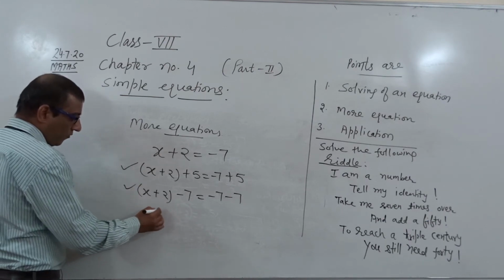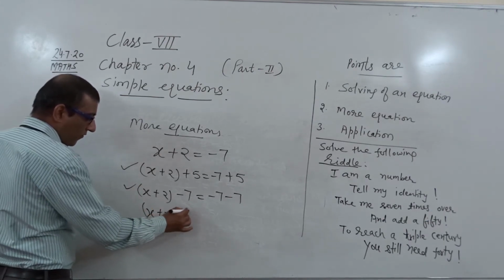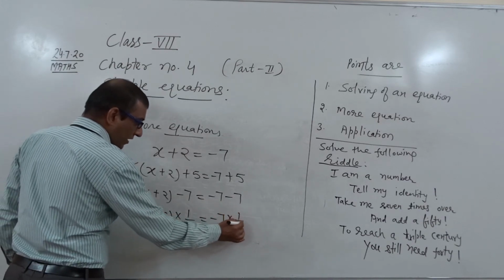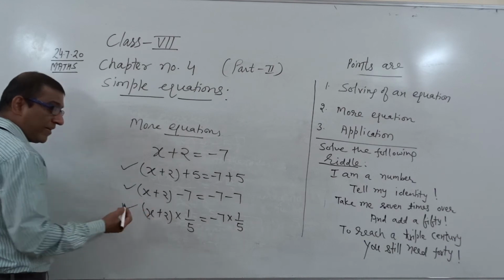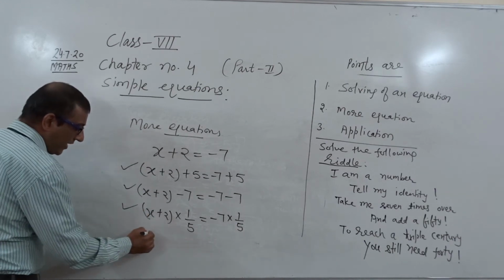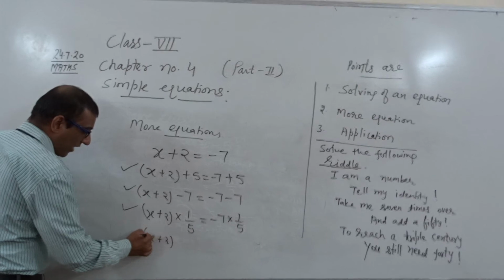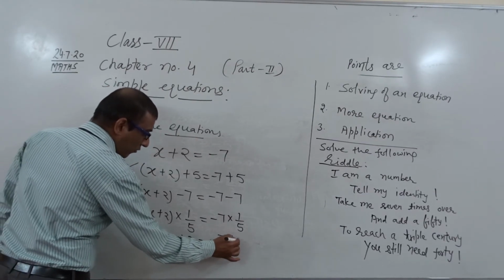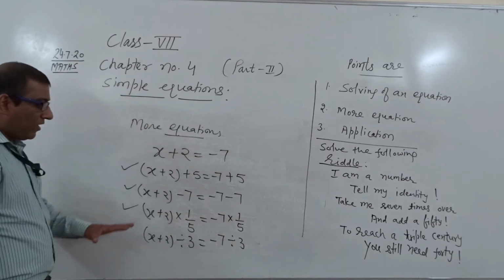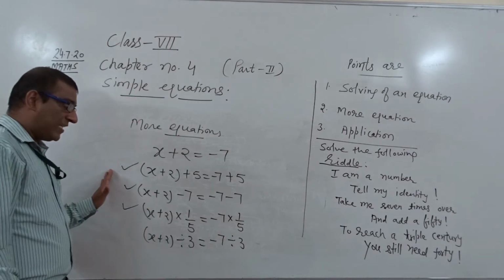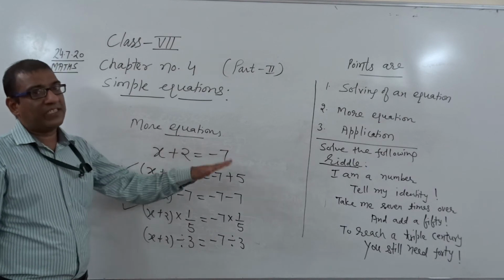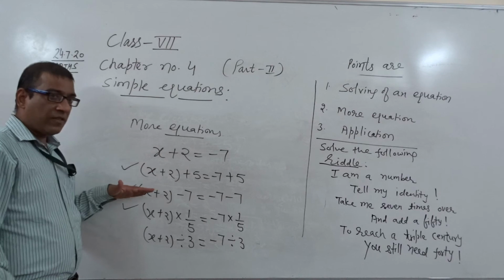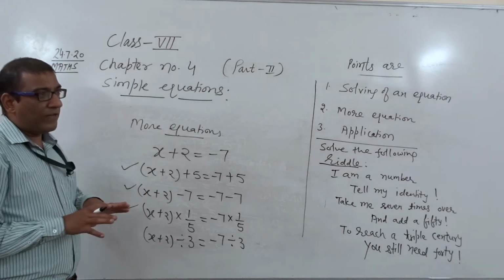If you want to multiply this equation by 1 upon 5, it means you have to multiply both sides by 1 upon 5. Then it will balance the equation, otherwise it will not balance. If you want to divide, it means you have to divide both sides. For example, if I am dividing by 3, the right hand side will also be divided by 3. It means the things which you are doing on the LHS, the same thing you have to do on the RHS, because this is the concept of an equation. If you do this, then we can say the equation is balanced, otherwise the equation is not balanced.